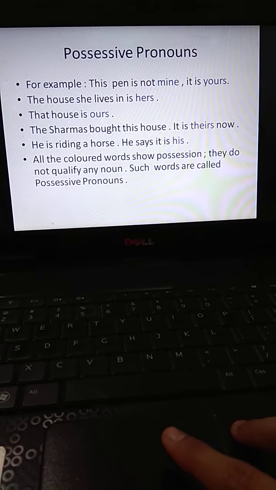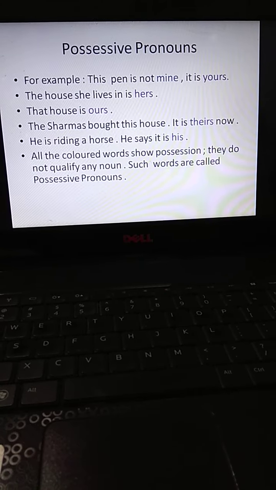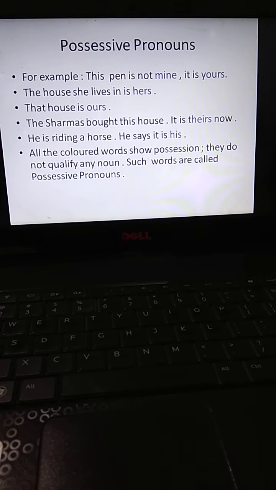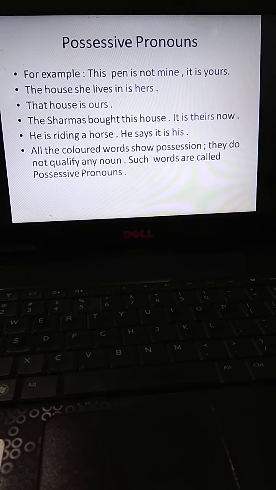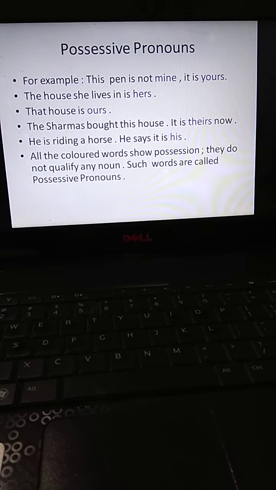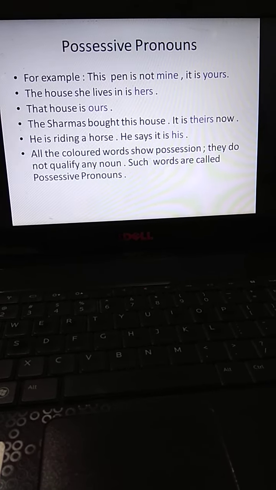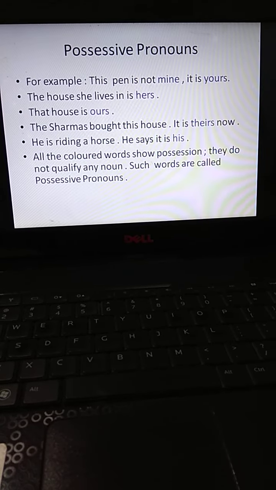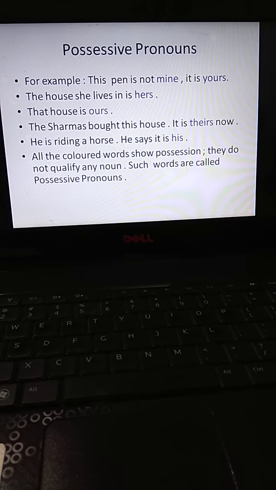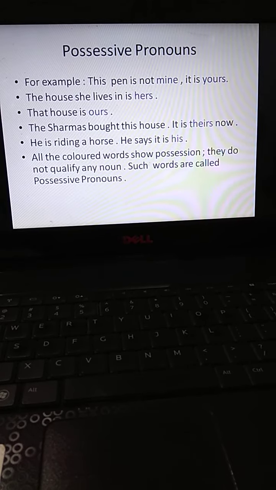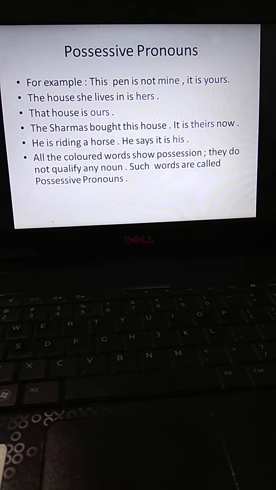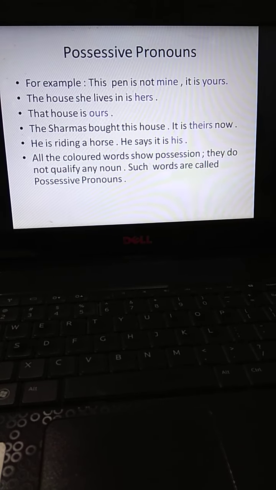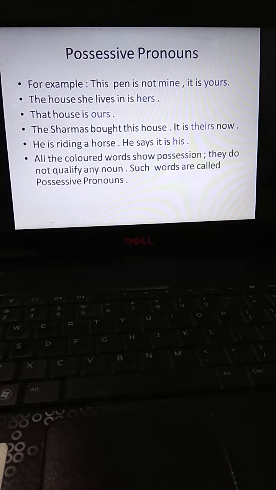Then, possessive pronouns. For example, this pen is not mine, it's yours. The house she lives in is hers. That house is ours. The Sharmas bought this house. It is theirs now. He is riding a horse. He says it is his.